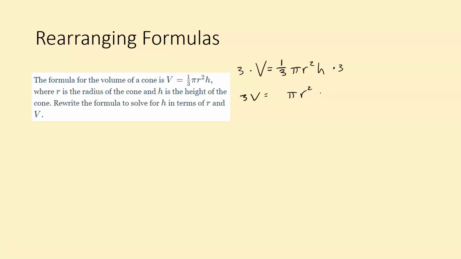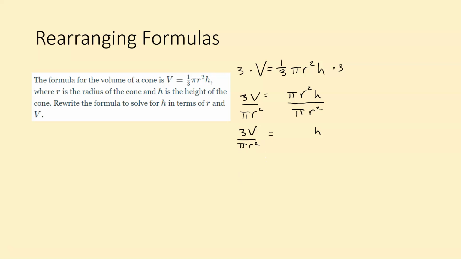So we still have this pi r squared to get rid of. So now we just have h times r squared times pi. We can go ahead and divide those. Since those are all being multiplied together, we can divide pi r squared to the other side of the equation. So we're left with h on one side and 3v over pi r squared on the other side.